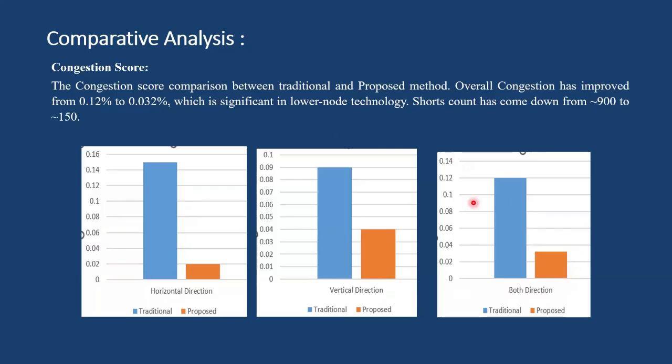And when we say the congestion is improved, obviously in turn it improves the design routability, where, if you see here, 900 shots has come down to 150 shots, which made our life easy to converge the partition in less time.